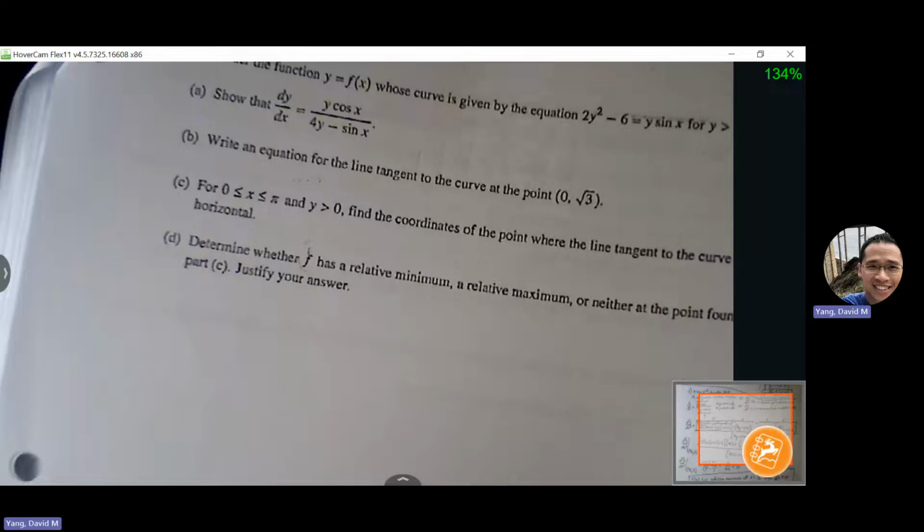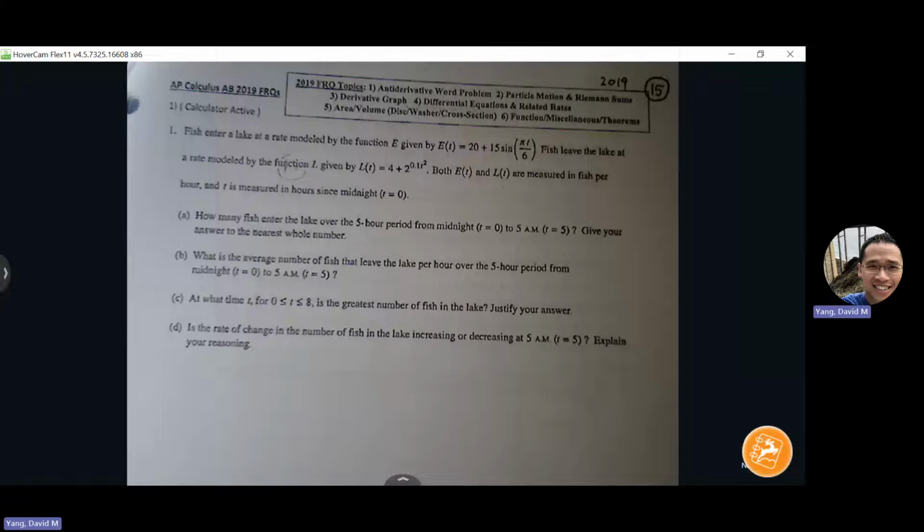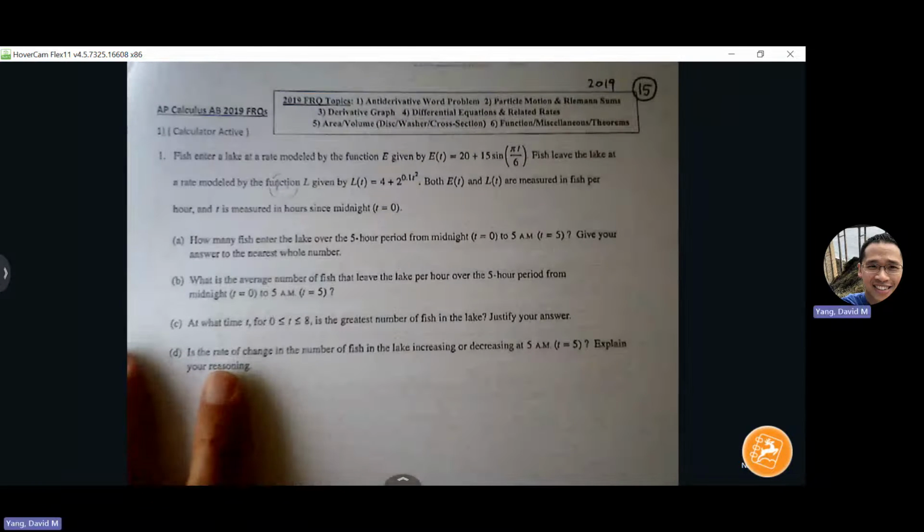Okay, if we can spend our efforts on page 15. This is one of the predicted problems that I think will show up on the AP exam. This is a rate in, rate out problem. So let's look at this here.